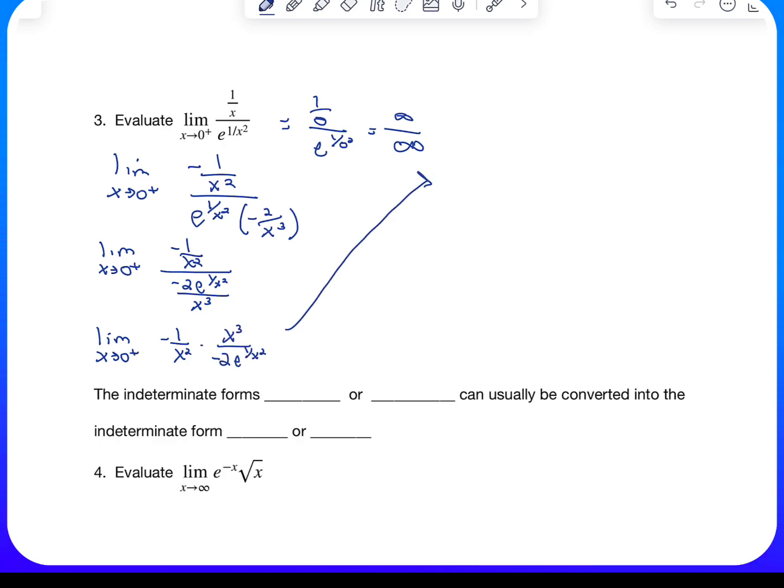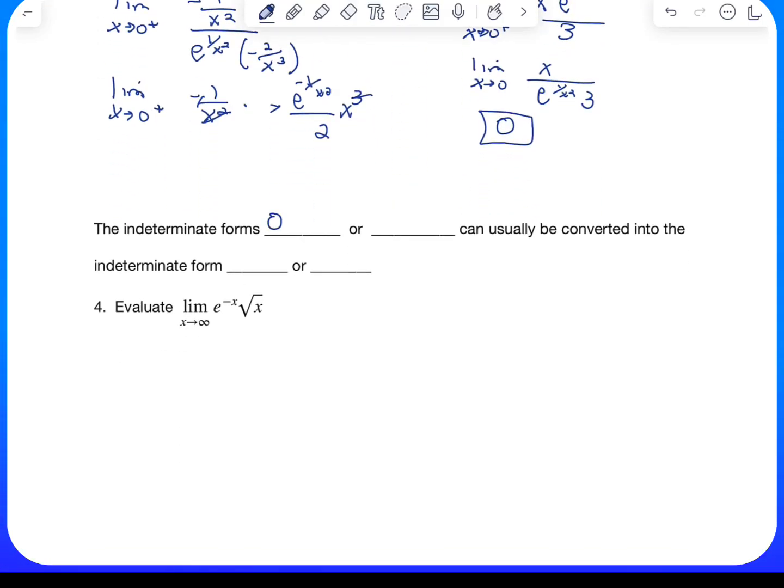And this will simplify down to the limit as x goes to 0 from the positive direction. The negatives cancel out. 2 of the x's cancel out to leave us an x on top, and 2e to the 1 over x squared power. Plugging in our 0. Doing direct substitution, we end up with 0 over 2, which is 0.